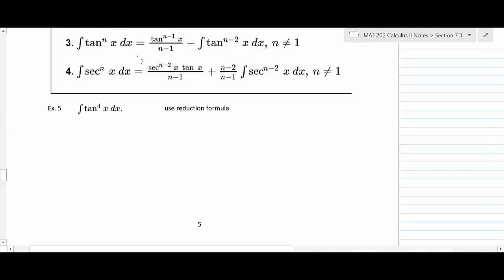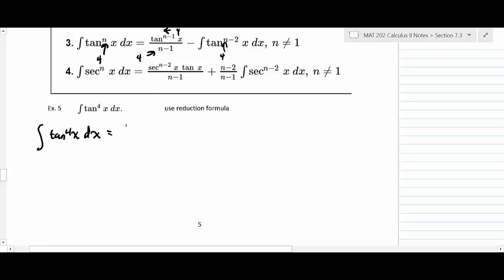So what we do with this tangent is we do this. Whenever we have a tangent to the n of x, you follow this formula exactly. So let me show you how you would do this. You have to be able to interpret that formula correctly. Well, in my problem, n is 4. Everywhere I see an n, I'm going to just plug in a 4. I'll plug it in and see where that leads me.